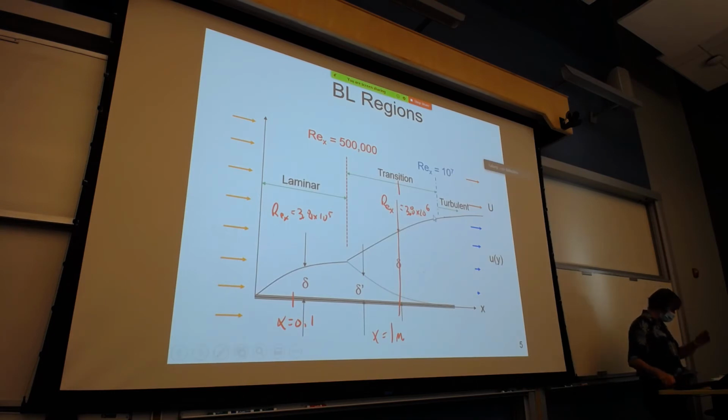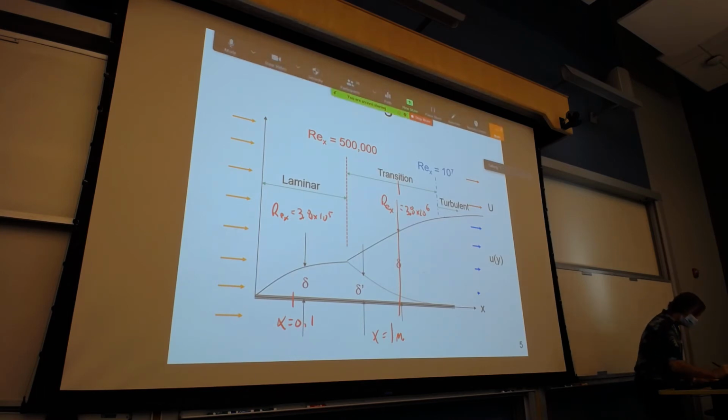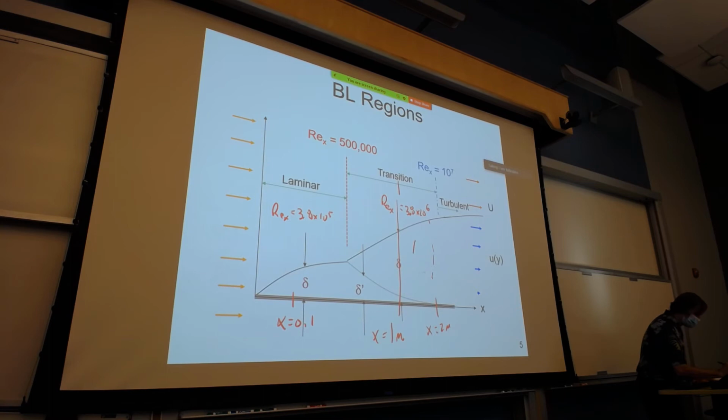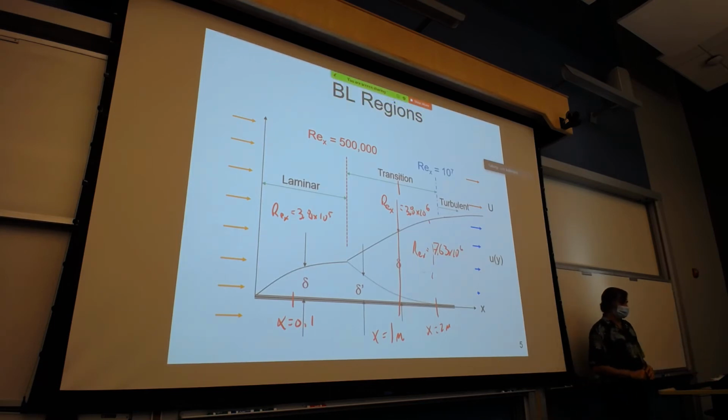Actually, I'm going to stay on this slide. In the table on your handout for today, at x equal to 2 meters, the boundary Reynolds number is equal to 7.63 times 10 to the 6th. That's also less than 10 to the 7th. So at x equal to 2 meters, you also have a transitional boundary layer at that location.